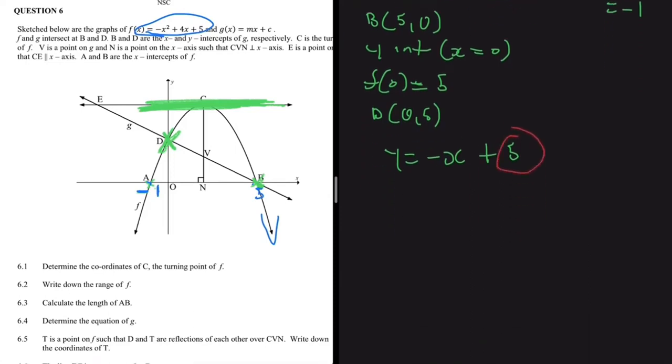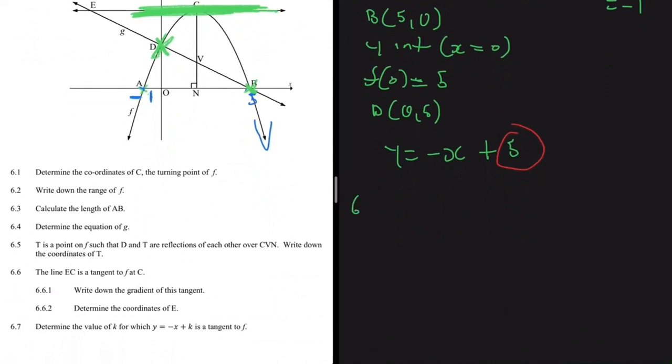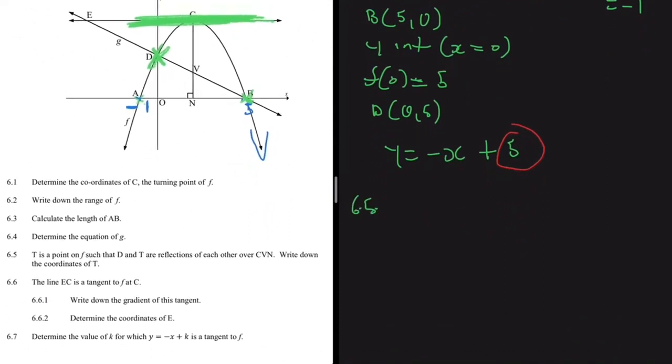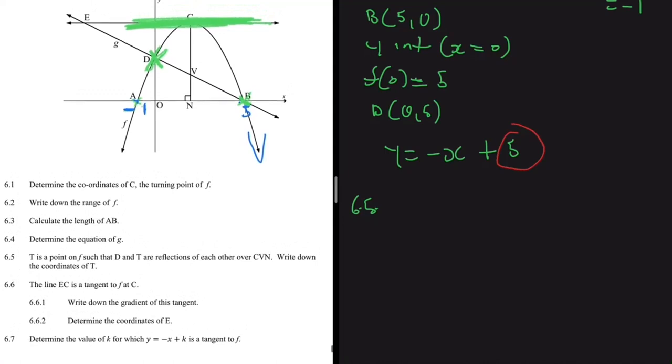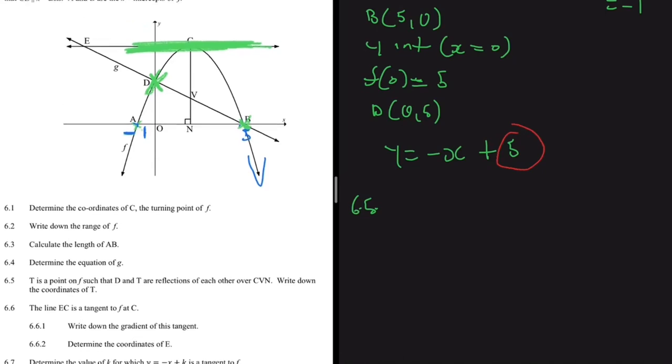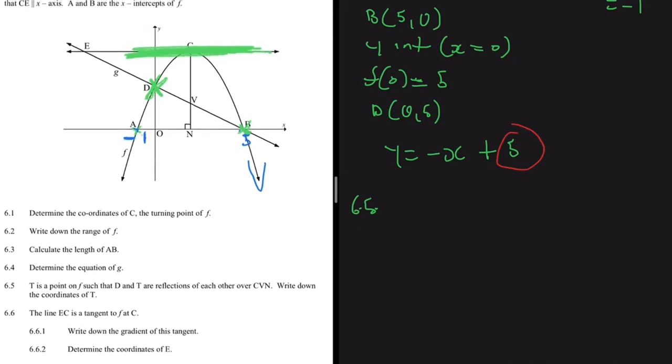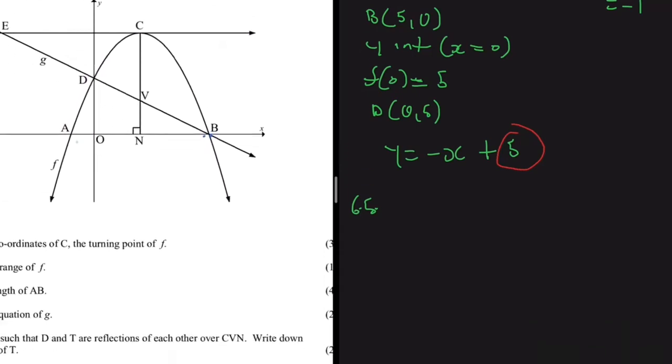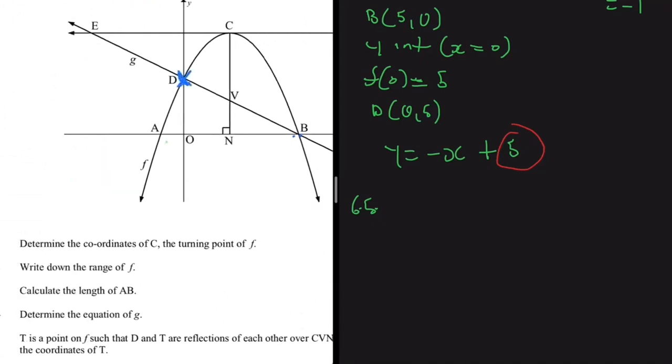And then now let's move to 6.5. 6.5 is saying T is a point on F such that D and T are reflections of each other over CVN. Write down the coordinates of T. So let me erase a few things for the sake of clarity. So we have our point D, right? Yes, our point D. Let's make it clear.